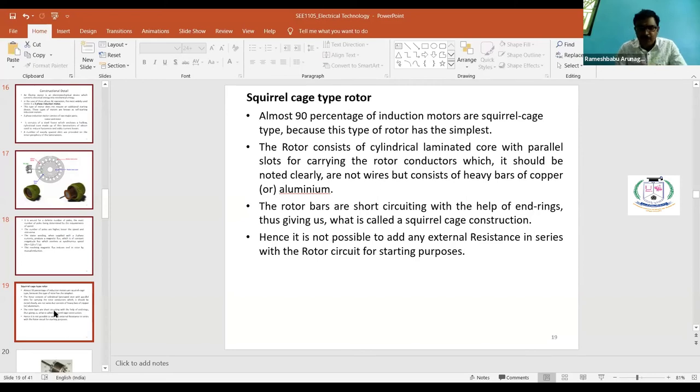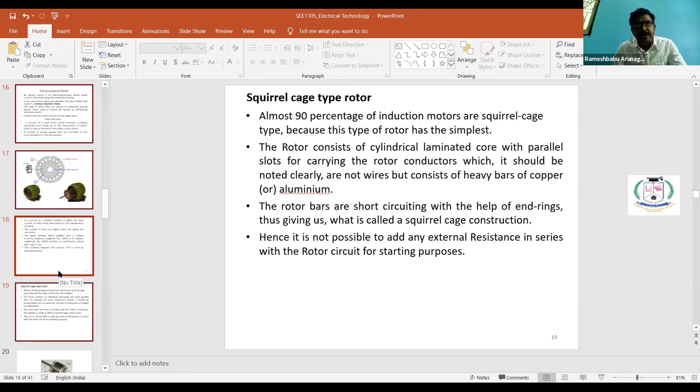Okay, so in the rotor construction of this squirrel cage type, there will be slots as we discussed in the stator itself. But inside the slots, we are keeping aluminium or copper bars, not conductors. Both ends of the aluminium or copper bars are short circuited with the help of end rings. This construction looks like a squirrel cage, so it is called a squirrel cage type rotor.